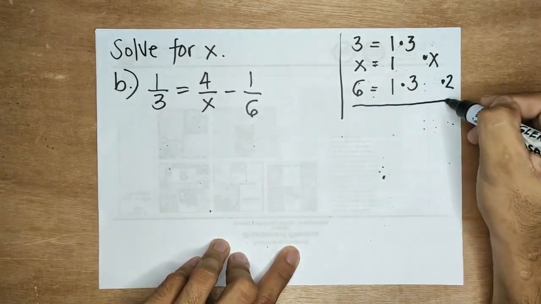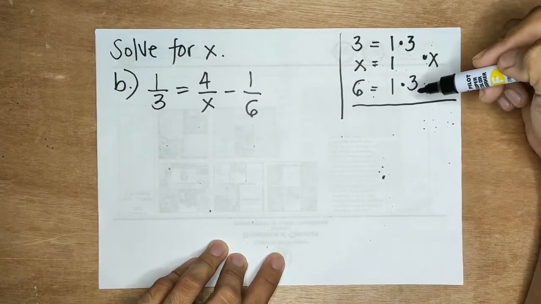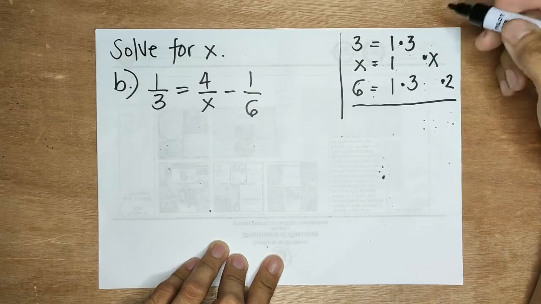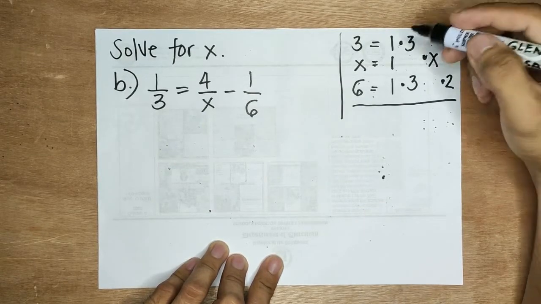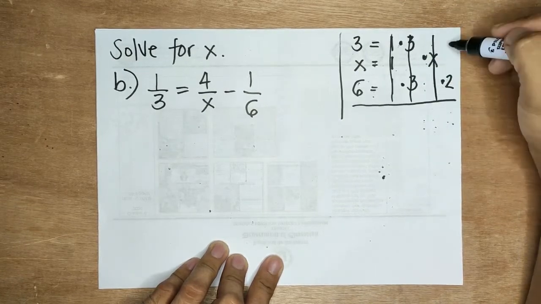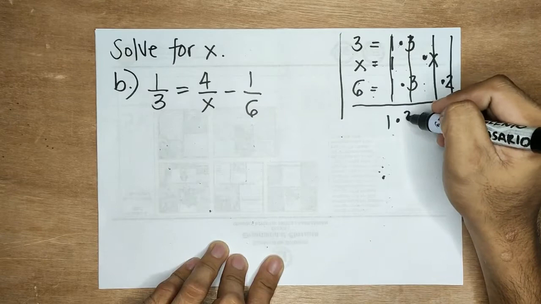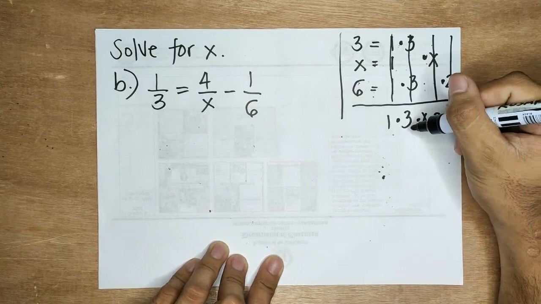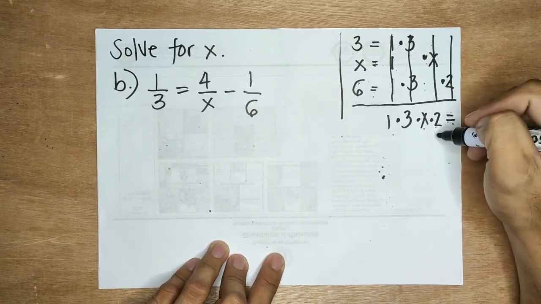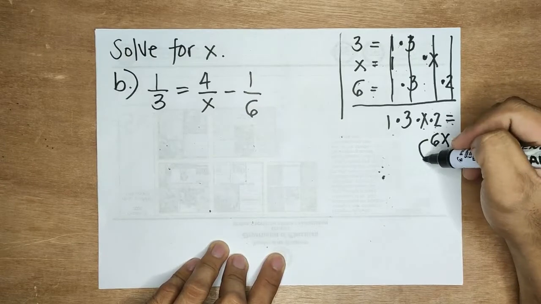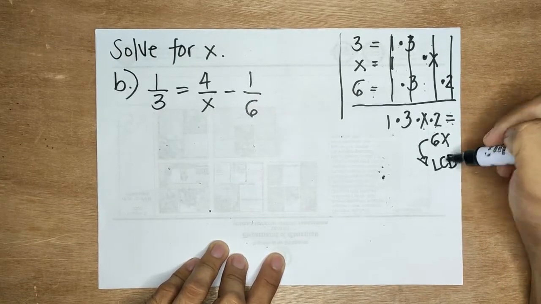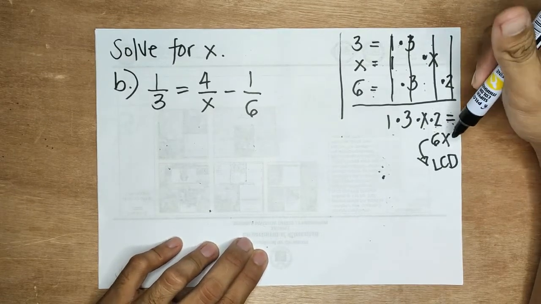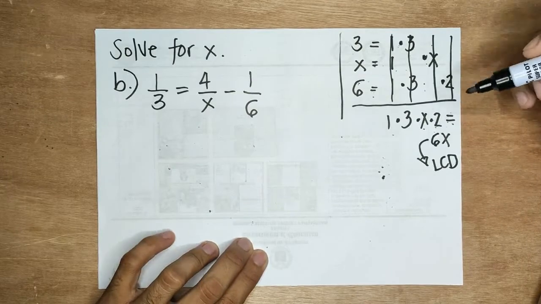So as you can see, yung mga may kapareho sa taas, tinapat ko lang yung mga factors nila doon sa may kapareho. Sa mga walang kapareho, syempre hindi ko sila tinapat. Okay? So we bring down everything. This will be 1 times 3 times x times 2. So this will be 1 times 3 is 3, 3 times x is 3x, 3x times 2 is 6x. So that means our LCD is 6x. Second step, after identifying the least common denominator, we multiply the LCD to all the terms in our equation.